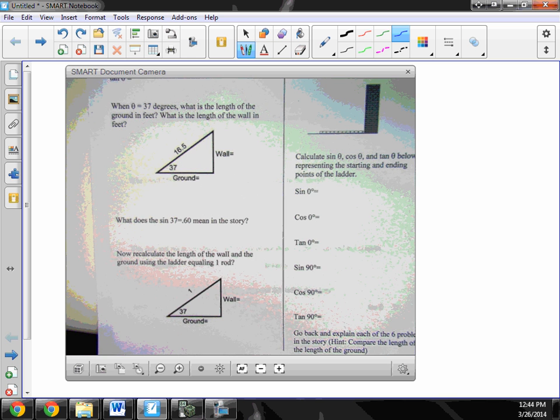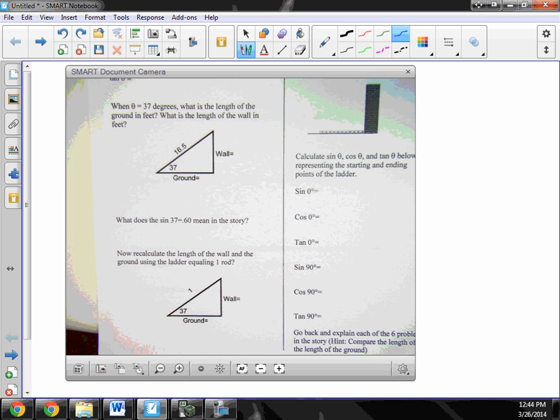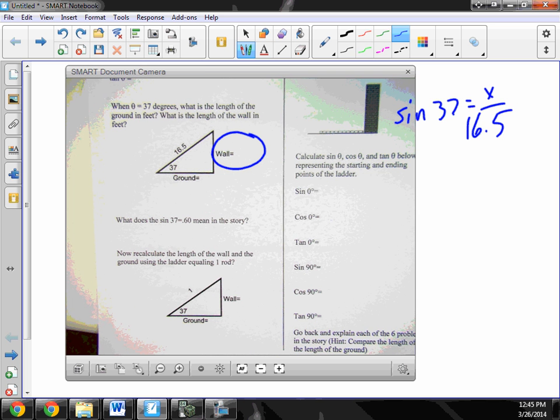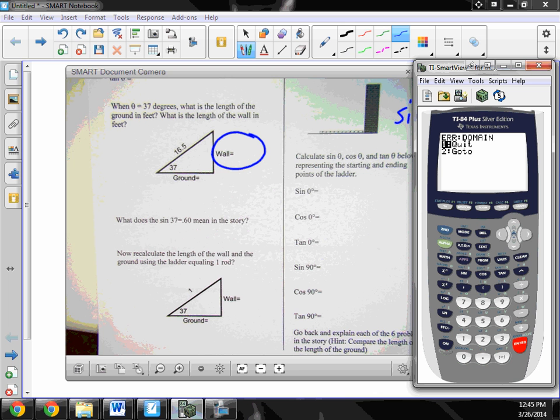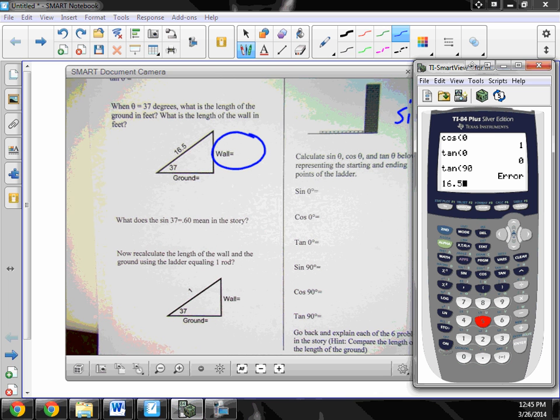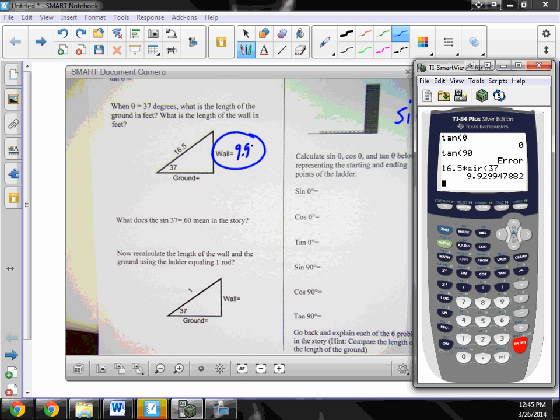So we have two lengths to find. We have a particular triangle, 37-degree angle for theta. The ladder is 16.5 feet. How do we calculate the height of the wall? How do we figure out what this is? Sine, wall over ladder. So the sine of 37 is x over 16.5. Is this a multiply or a switch? Multiply. 16.5 times the sine of 37, and I get 9.92 feet.